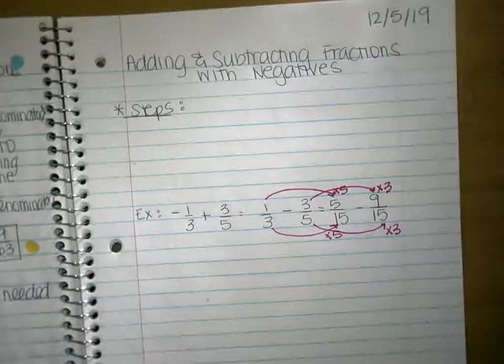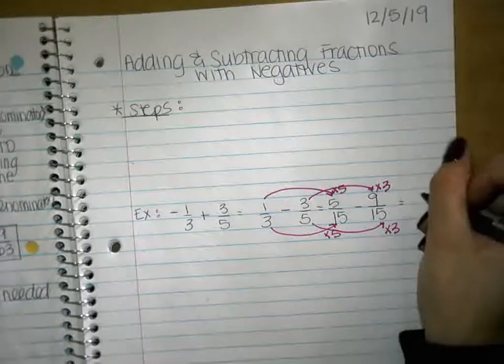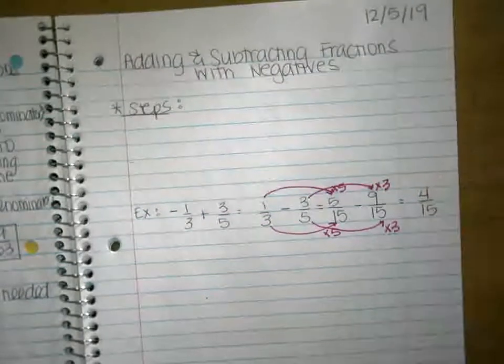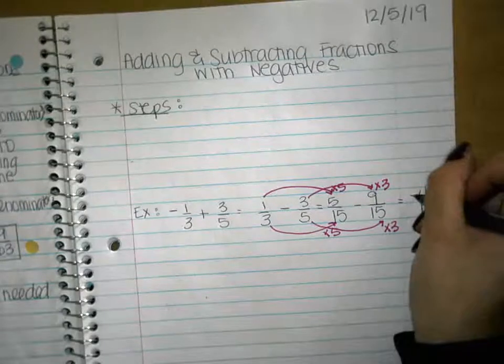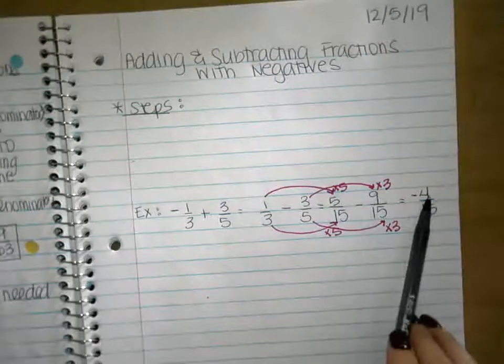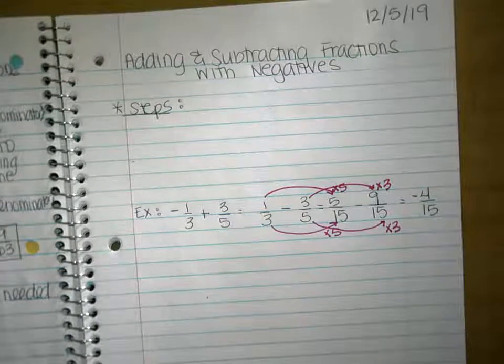Well, what is 5 minus 9? Negative 4. So I have that 4 over that 15, because remember, keep your denominators the same. And then make sure you keep it a negative. Besides the fact that it's 5 minus 9 and we know that that's a negative 4, why else is it a negative number? Riley? Because 1/3 is negative.